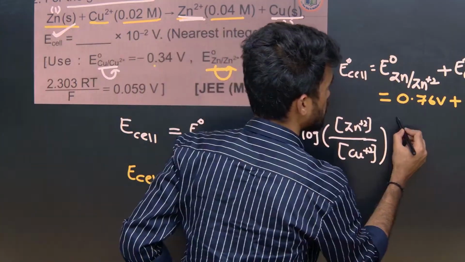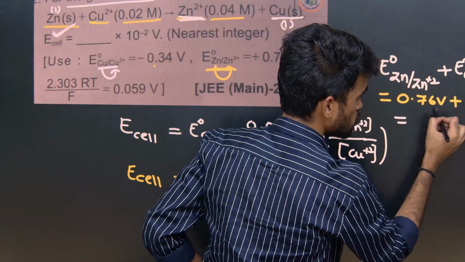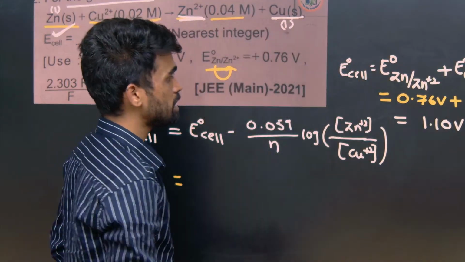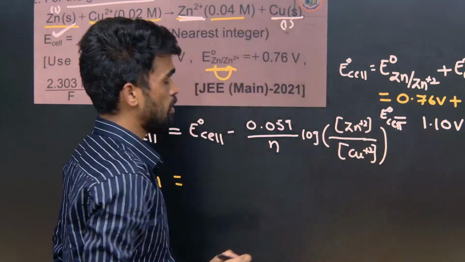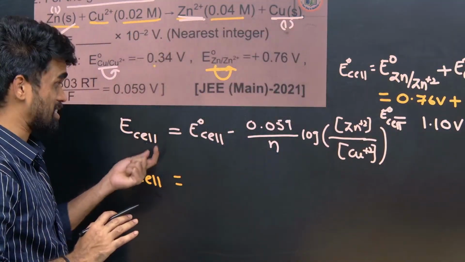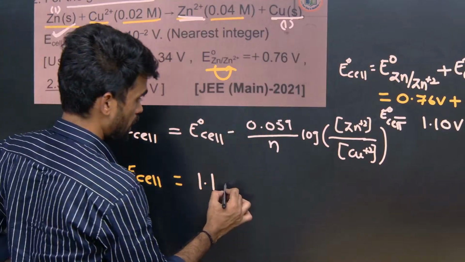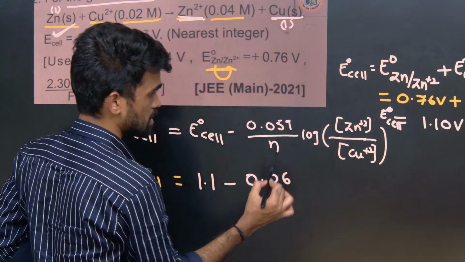Now how much will you get from here? 0.76 plus 0.34, so you will get 1.10 volt. Okay, so this is the standard potential of this cell. We required the cell potential, we got the standard potential, take here 1.1, minus 0.059, so consider it as 0.06.